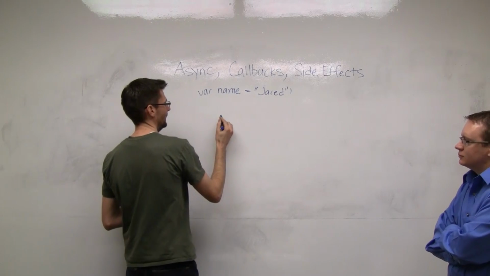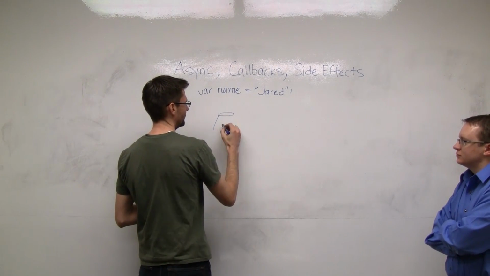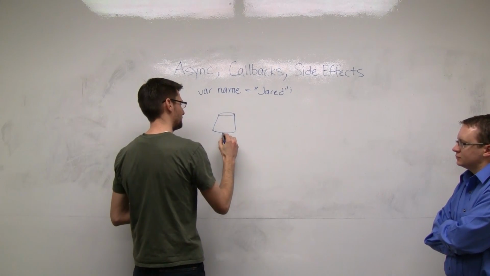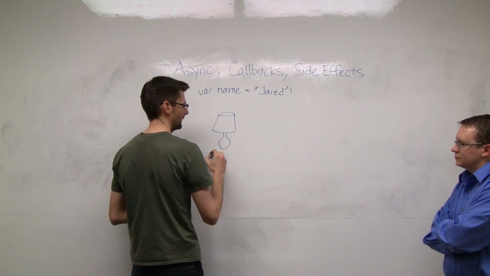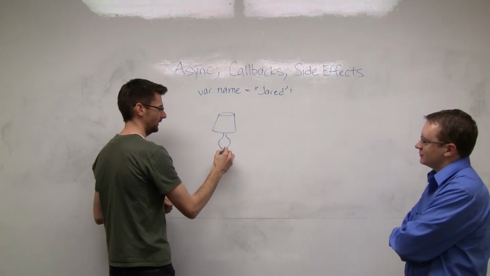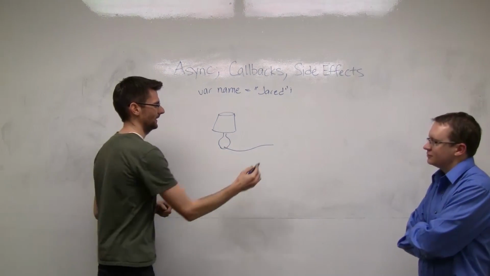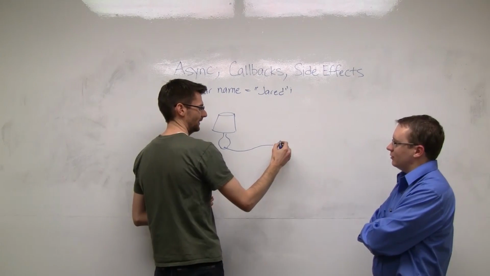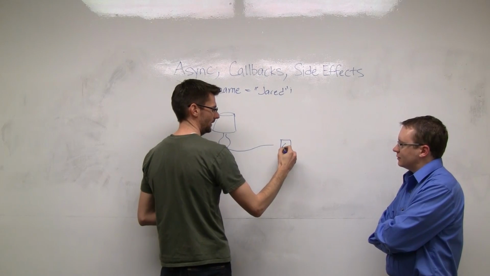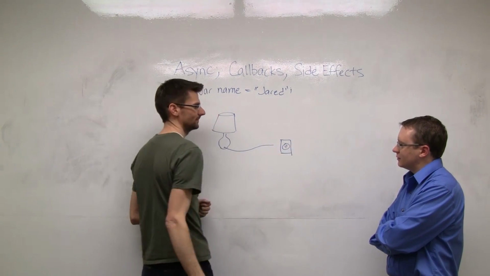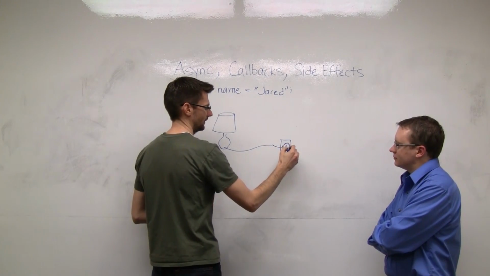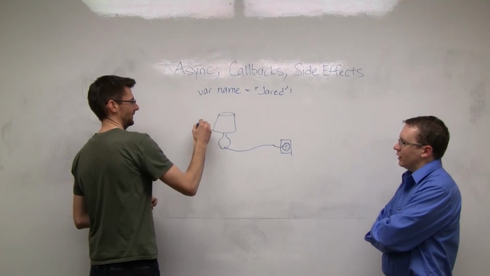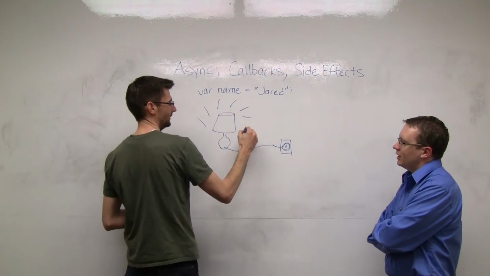A callback is essentially, your function scope is like a lamp. So we have this lamp here. It needs to be turned on, so it has this little cord, right? What do we need? Well, we need power. We've got to plug it into something, right? So we need an outlet. There's the outlet. Let's plug it in. And what happens? The lamp comes on. Well, that's great, isn't it?